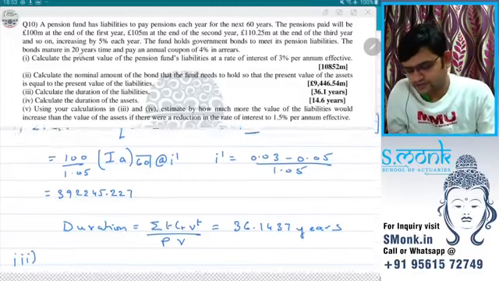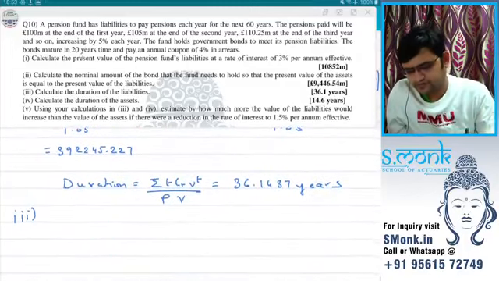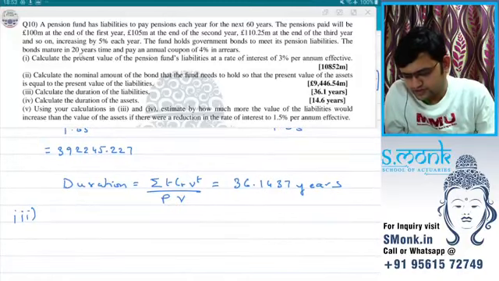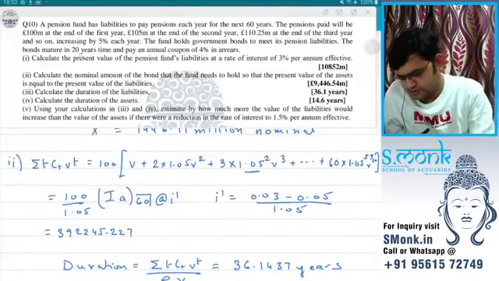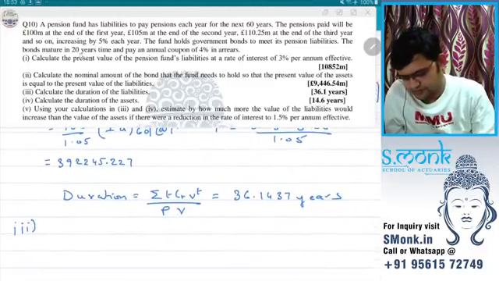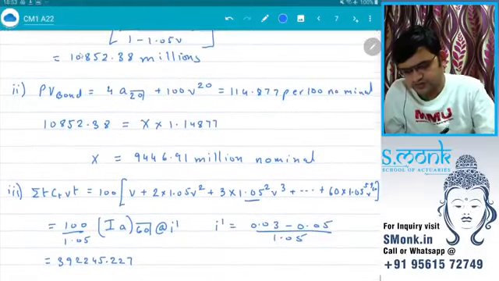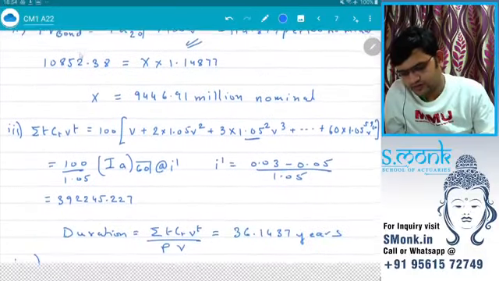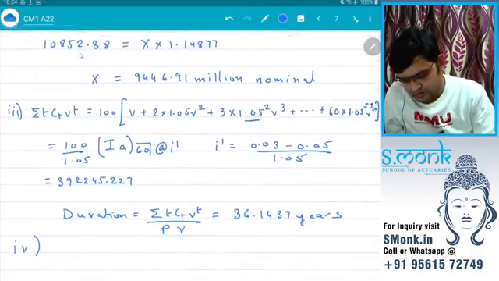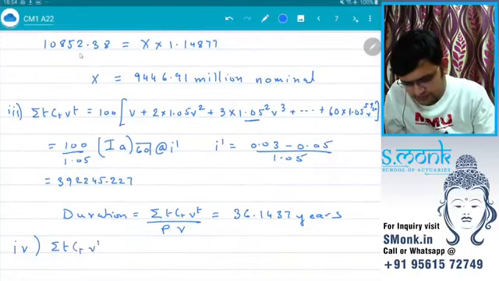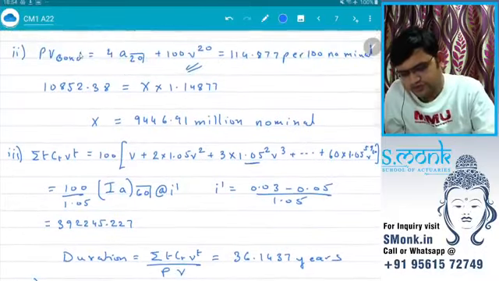Duration of assets. Actually, the third part was duration of liabilities. This was the third part. Fourth part, duration of assets. So this is what we had. Okay, so if I say summation t Ct v raised to t, we have this much nominal of that.